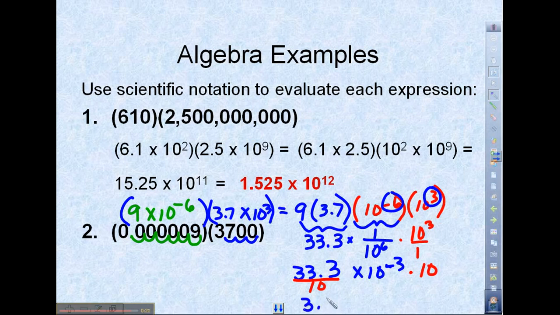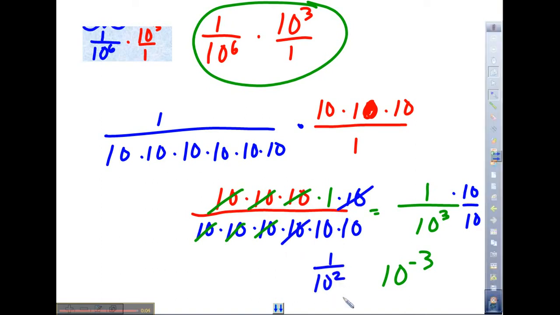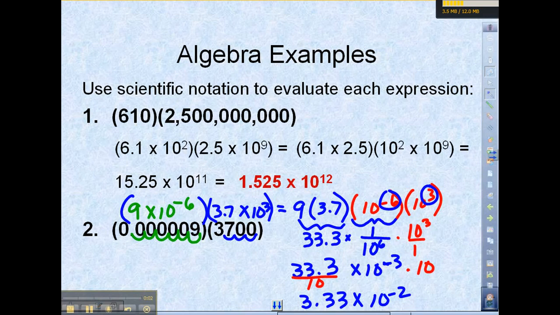This becomes 3.33 times 10 to the, let me go back to this slide. If I take this and multiply it by 10, that means I've got another 10 up here. This 10 cancels out with that, and I've got 1 over 10 to the 2nd power, which is 10 to the negative 2 power. This video number 11 got cut off there.